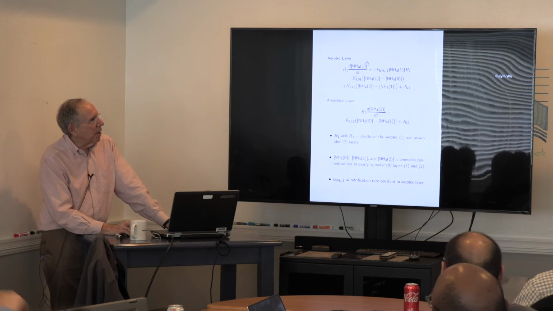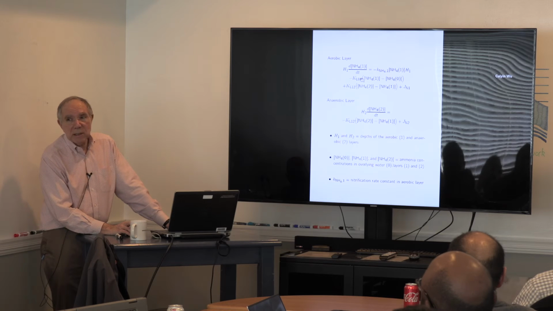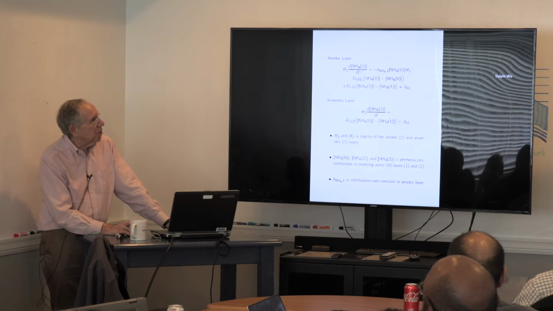Right, so rate of change of interstitial water ammonia in the aerobic layer, minus the nitrification rate, minus the transfer between layers. The sign, by the way: the way to get the sign right is that the self term, the ammonia term, has to have a negative sign. So just to make sure you got it right, make sure that that thing ends up with a negative sign. So this is the transfer between 0 and 1.